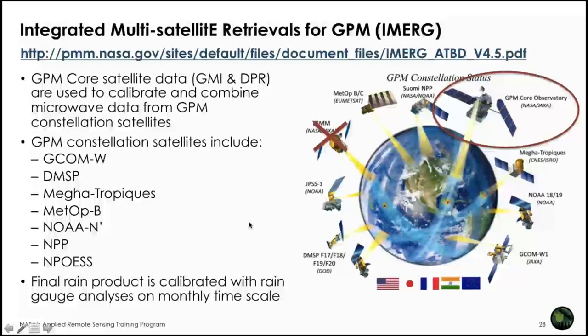And so the final product that is coming out of this is the Integrated Multi-satellite Retrievals for GPM, or IMERG. It combines GMI and DPR measurements, calibrates all other satellite sensors, and comes up with a rain product that is also finally calibrated with rain gauges on the land surface areas. And so the advantage of this is that GPM has 16 orbits per day, but with all the other constellations, it has good temporal coverage.